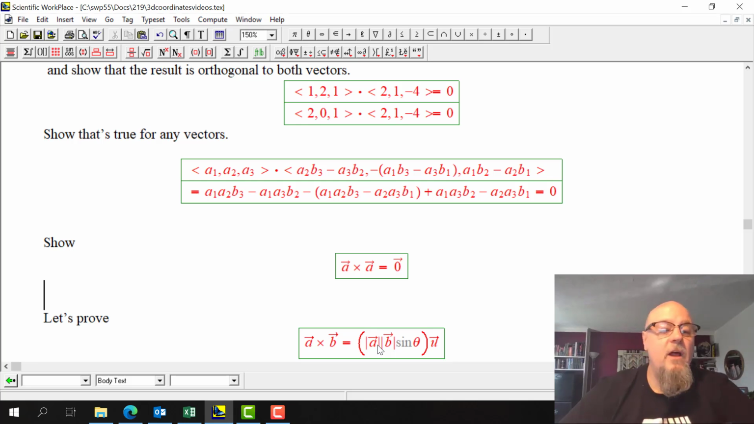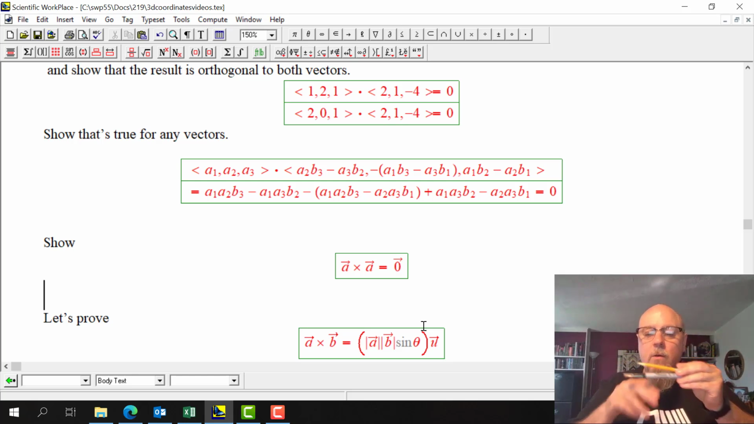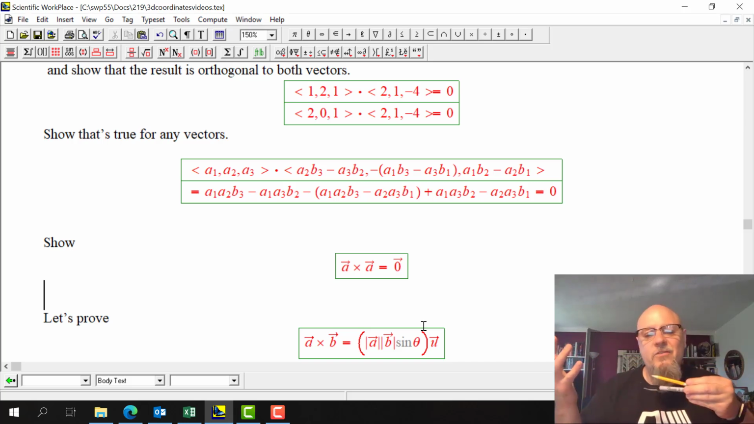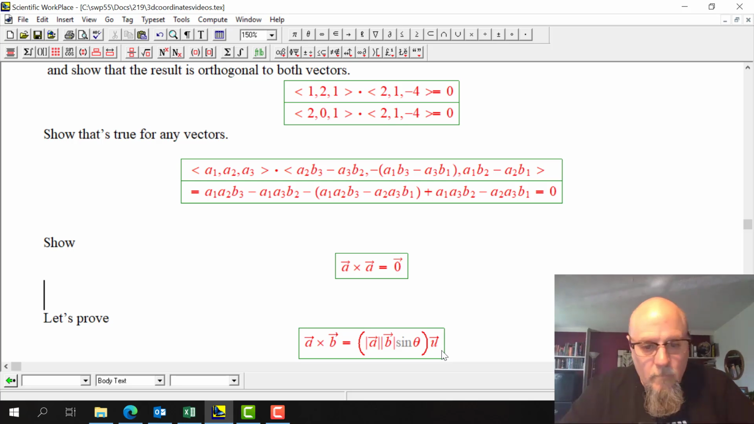Assuming this is true, that makes sense of why, if I take two parallel vectors, the angle between them is 0, and magnitude of A, magnitude of B, sine of 0 is 0. So I get 0 times the unit vector perpendicular to both of them. Even that formula is telling me I get the 0 vector. We have to prove this formula. Let's prove this formula.